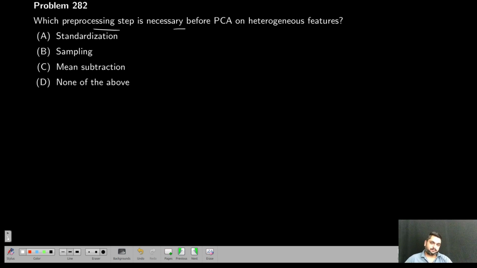Which pre-processing step is necessary before PCA? To avoid feature scaling issues, we use standardization. Sampling is not correct, and subtraction we are not doing here. Also no.